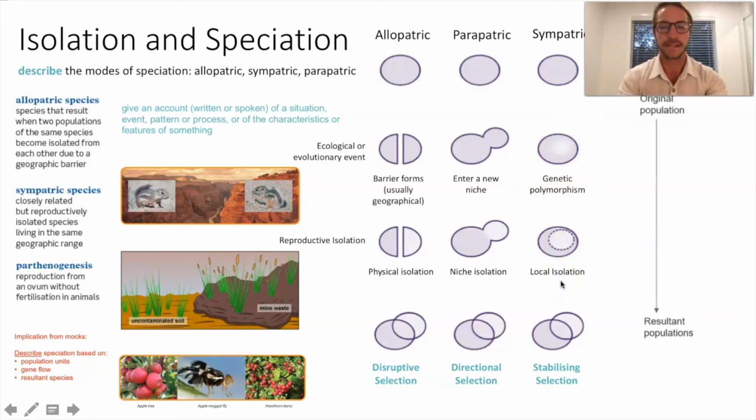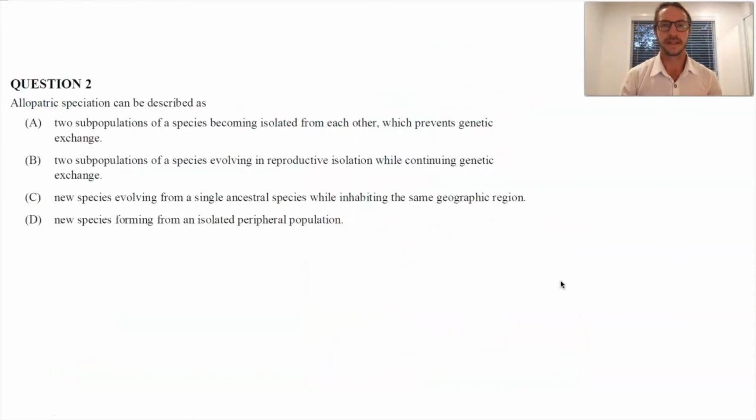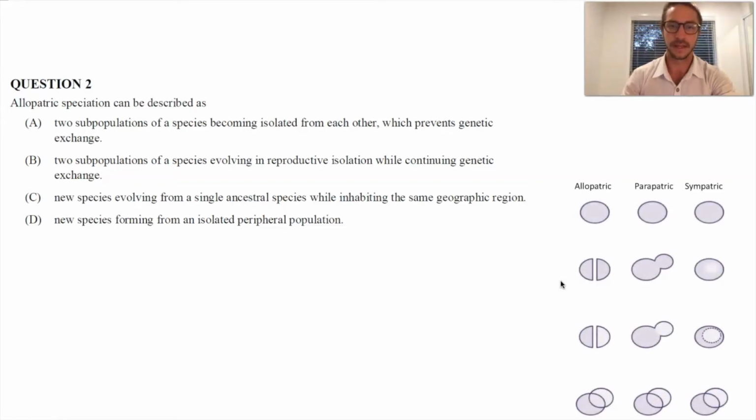Okay, and that is all for the theory and content. We have allopatric speciation, parapatric, and sympatric. So let's get into some questions now. First up, multiple choice, and it's asking us to choose which definition best suits allopatric speciation. So I'll put this image up here too, and you can pause the video here and see how you go.